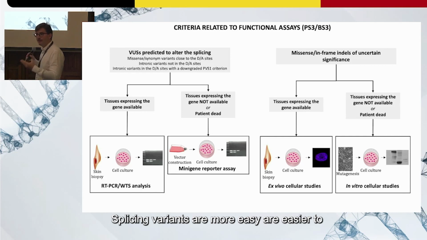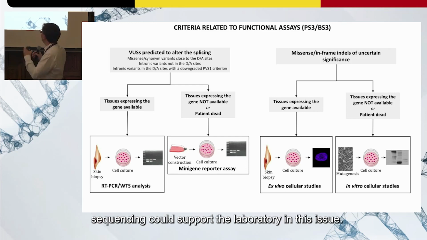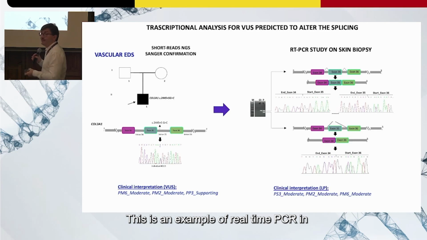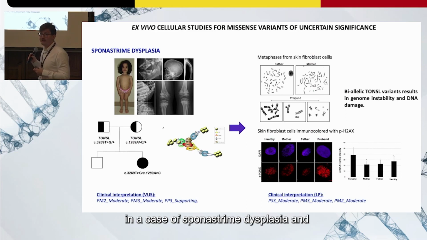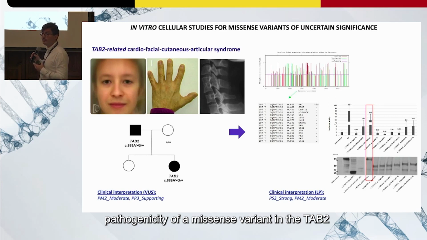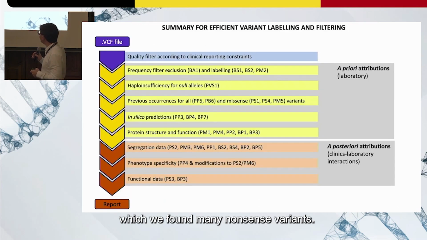Splicing variants are easier to study because real-time PCR and whole transcriptome sequencing could support the laboratory in this issue. Structural variants could be investigated only by specific cellular tests. This is an example of real-time PCR in testing a candidate splicing variant in vascular EDS. This is an ex vivo cellular study in a case of spondylo-dysplasia and double missense variants. And this is the luciferase assay used in supporting pathogenicity of a missense variant in the TAB2 gene that falls in the same protein domain in which we found many nonsense variants.